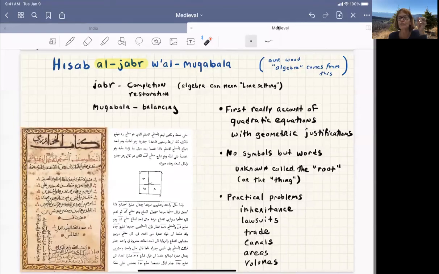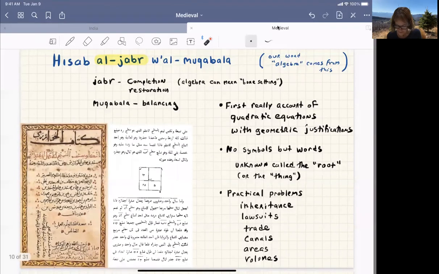Now, of course, he's not using algebraic symbols, but he is doing algebraic operations. He's solving algebraic equations. So this is the first really complete account of quadratic equations and he uses geometric justifications. So he doesn't use symbols, but he uses words instead. The unknown, the x that we would think of in the equation, was called the root or the thing.